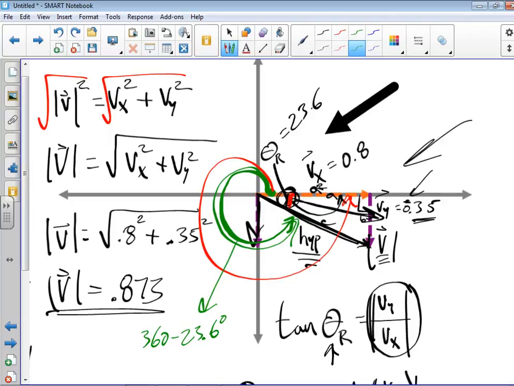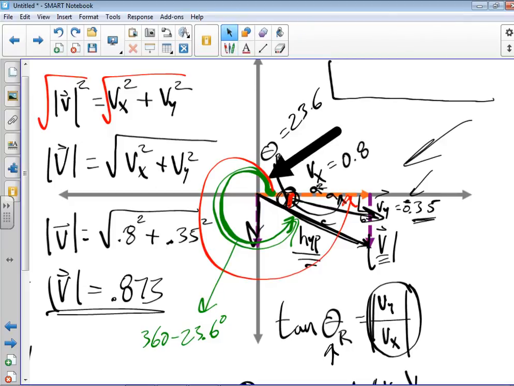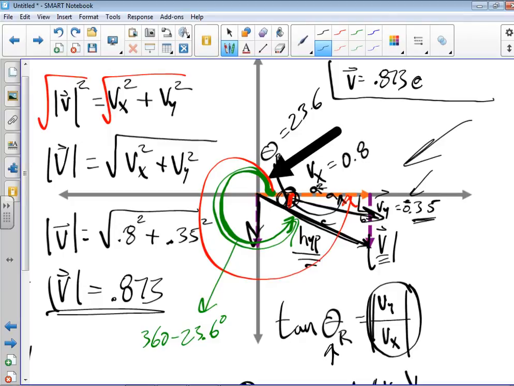Or you could say, now here's the way you would describe it. For that vector, the final answer would look something like this. So that vector V is equal to 0.873, that's its magnitude, at an angle of, now you got some choices, really three choices I can think of. You could say 23.6 degrees, fourth quadrant.